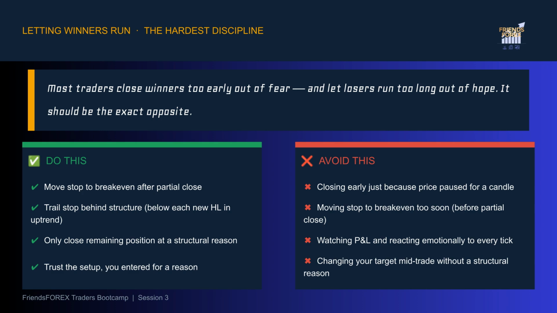Letting winners run. This is the hardest discipline. Most traders close winners too early out of fear and let losers run too long out of hope. You should do the opposite. Do move your stop loss to break even after partial profit, and trail it behind the structure if you wish. Only close the remaining position, after you have taken partials, at a structural level, at a reasonable level that follows your setup.